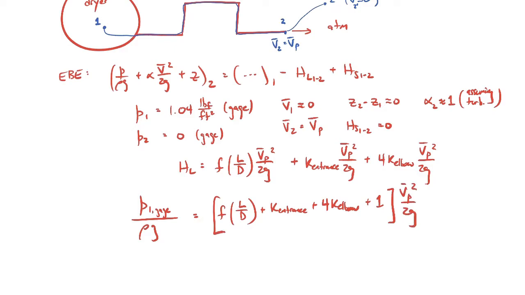So there we go. These terms here are our major loss. These are our minor losses, and this plus 1 is because of the velocity at 2. So that's where that plus 1 comes from.